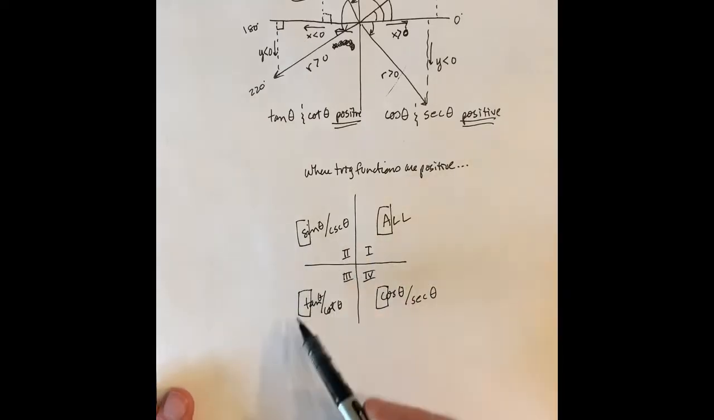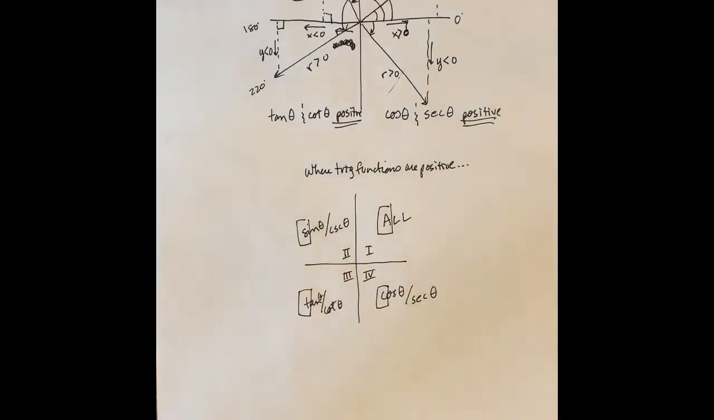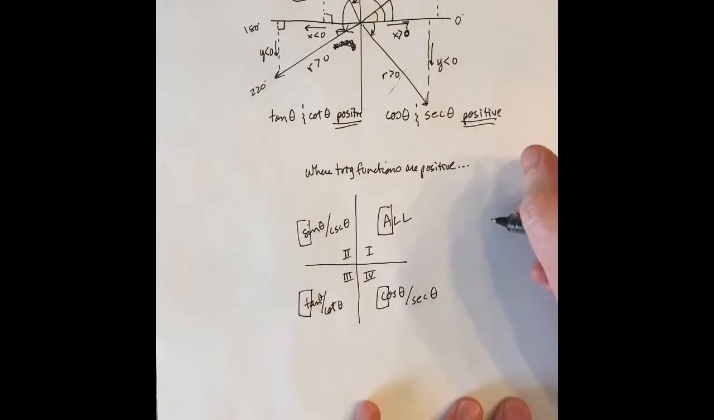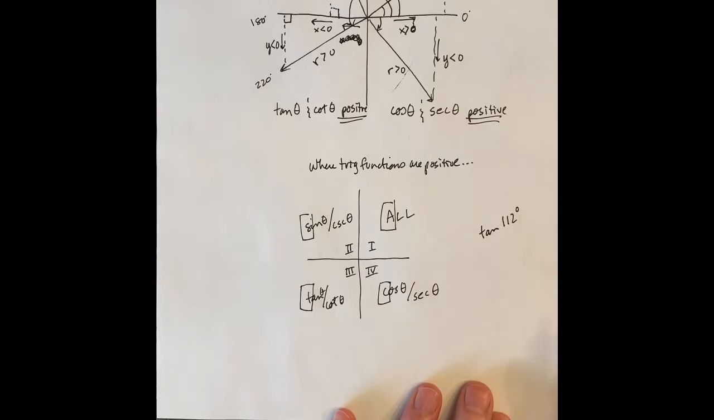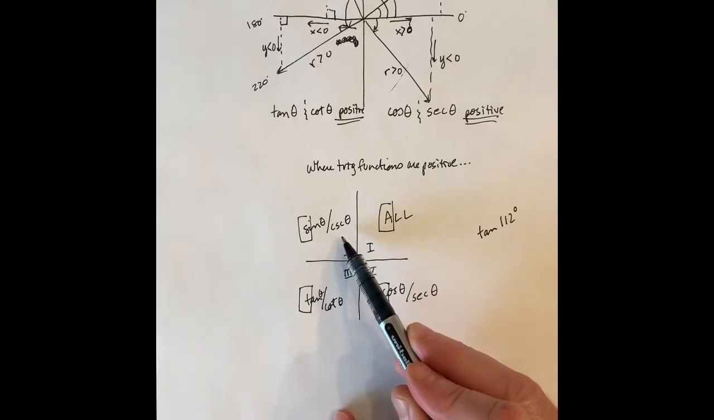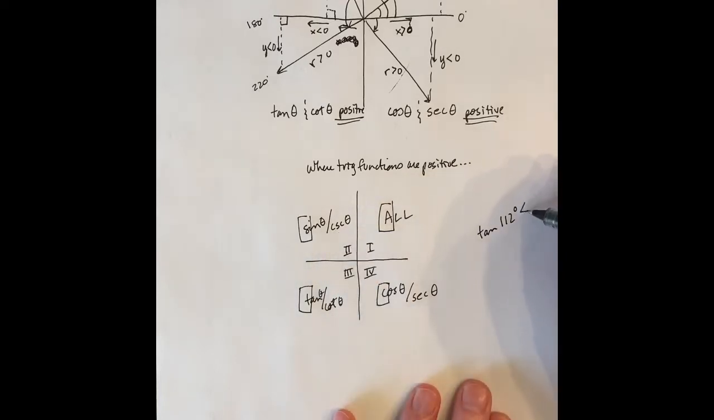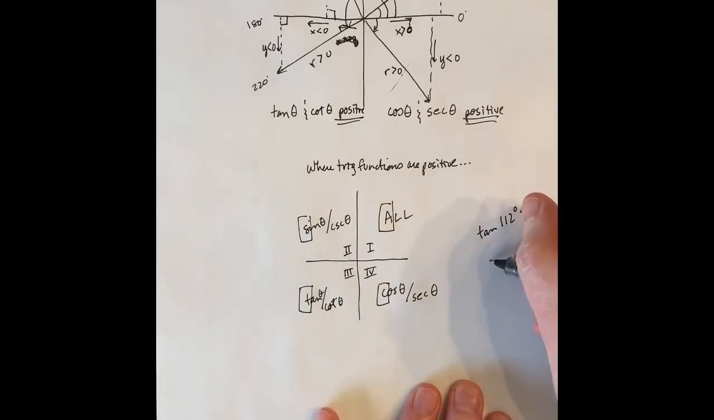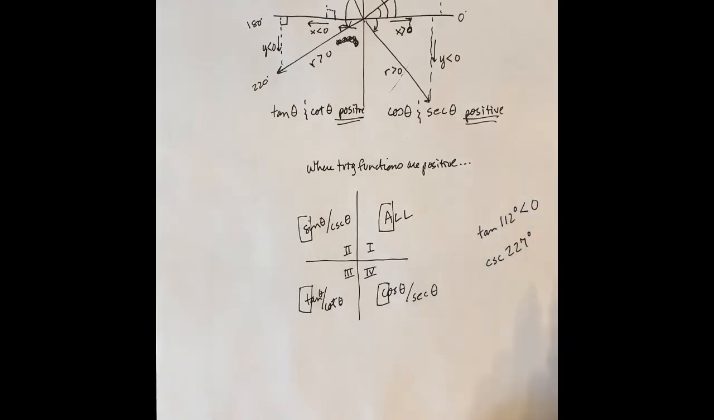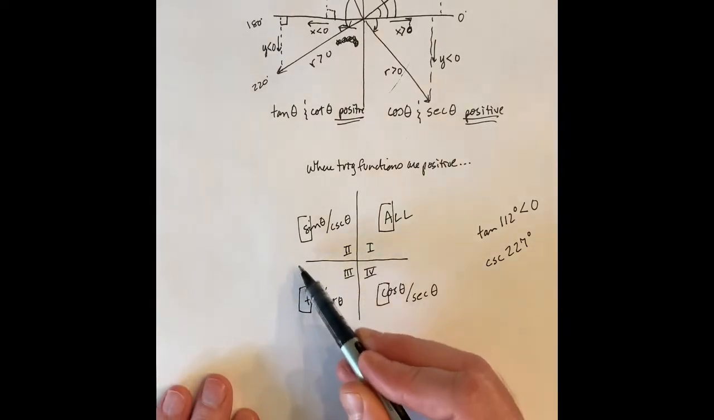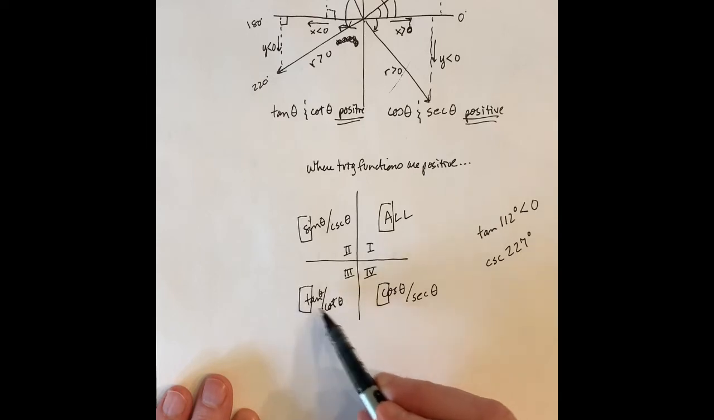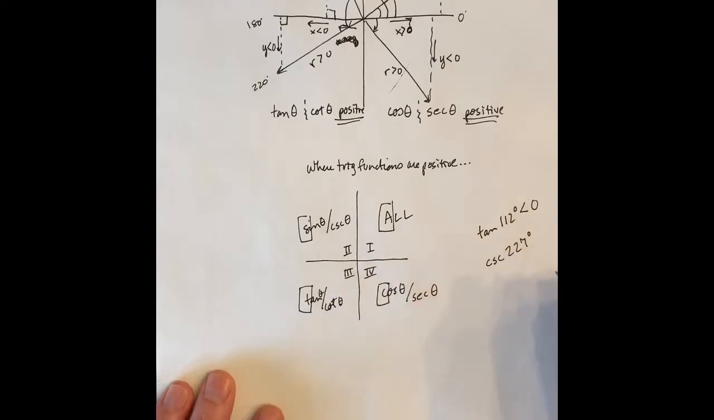So all students take classes, and if you think about that, that will immediately let you know, for instance, if I were to say, hey, is tangent of 112 positive or negative? Well, since 112 lands right here, the only trig functions that are positive there are sine and cosecant, so it must be less than 0. If I were to say, hey, cosecant of 227, is that a positive or negative value? And you go, well, 227 is somewhere between 180 and 270. Well, the only two that are positive are cotangent and tangent, so it must be negative.